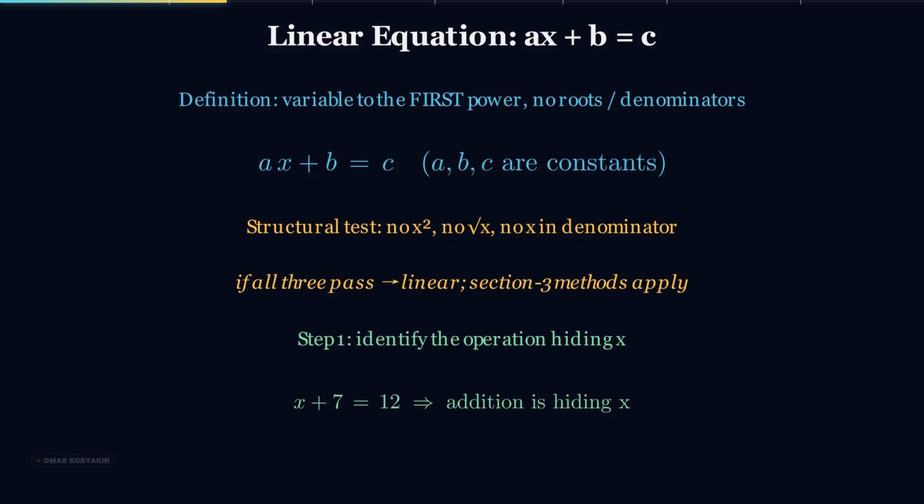Step 1 in the solving workflow. Identify which operation is currently being applied to the variable. In the equation x plus 7 equals 12, the operation hiding the x is the addition of 7. In the equation 3x equals 18, the operation hiding the x is multiplication by 3. The first move is always to name the operation being applied so you know which inverse to bring in.